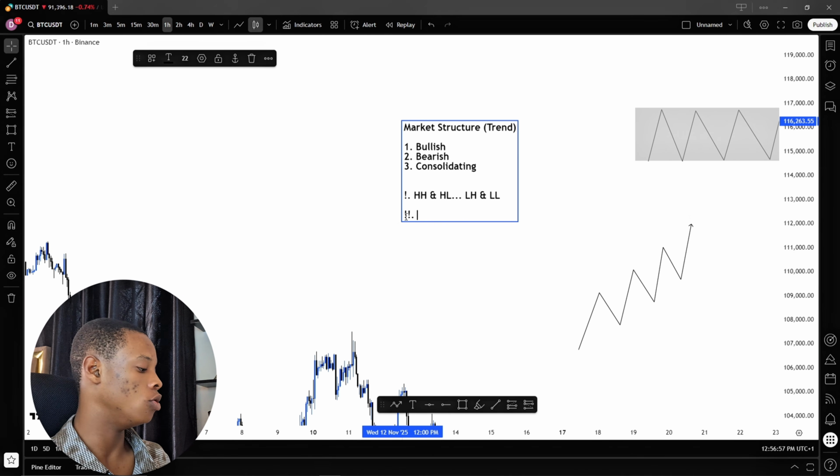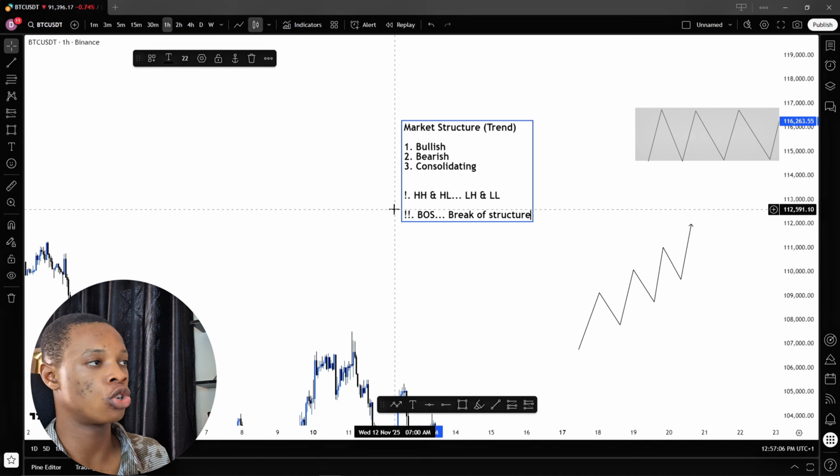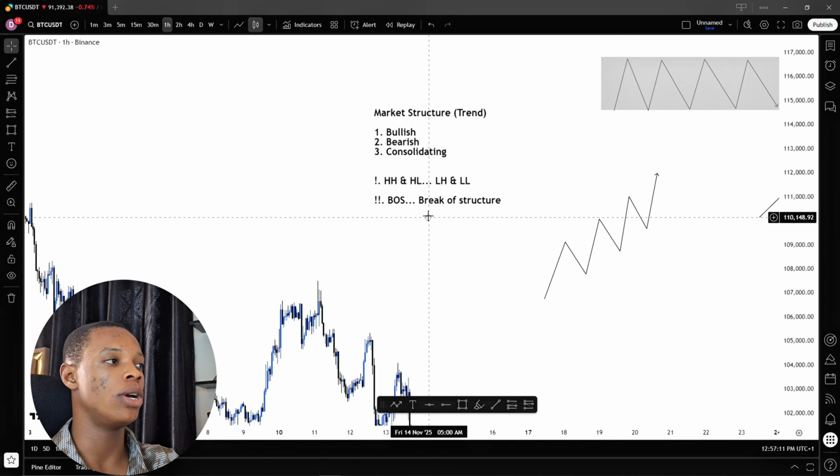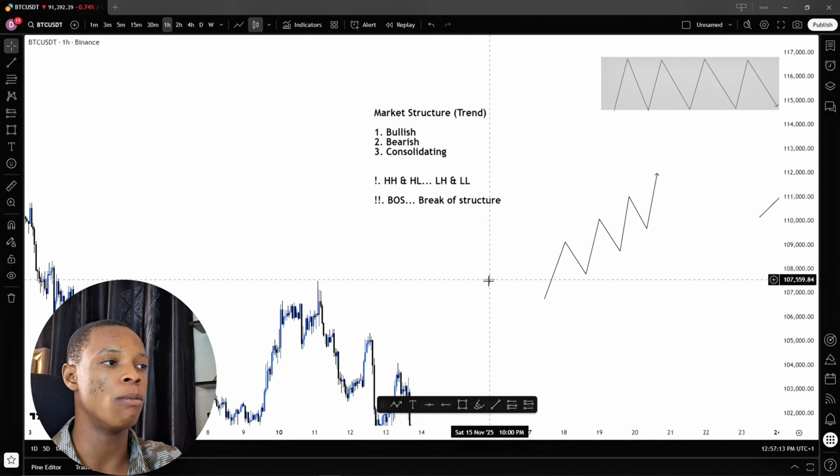Then the second one is using your BOS. BOS is a break of structure. So these are two ways you're able to know your direction, your structure, and whether this market is bullish or bearish. Now, the first way is when it's creating higher highs and higher lows for a bullish market.